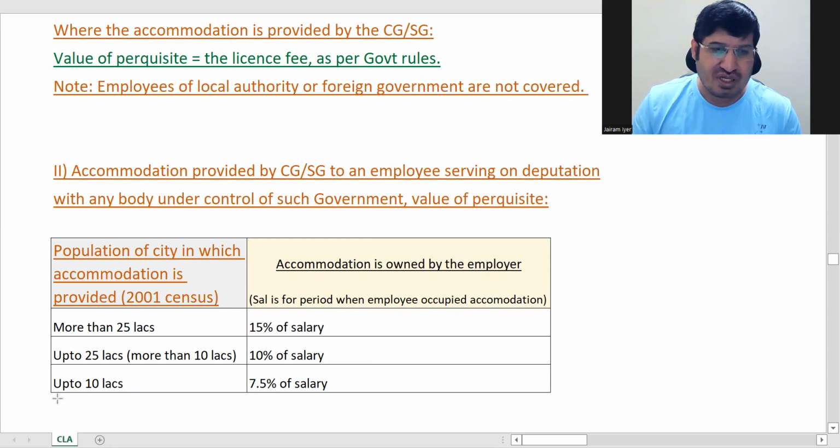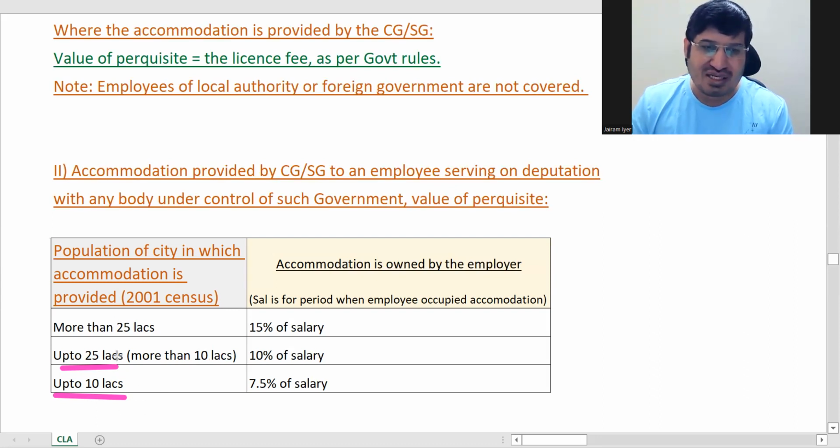If the population is up to 10 lakhs, next is up to 25 lakhs, but more than 10 lakhs. So up to 10 lakhs comes first, then more than 10 lakhs up to 25 lakhs. You can just remember easily like this: up to 10 lakhs, then up to 25 lakhs. And the last one is more than 25 lakhs. And here the accommodation is owned by the employer.